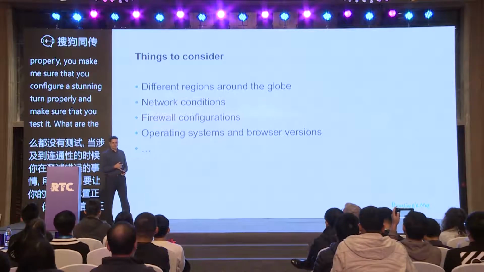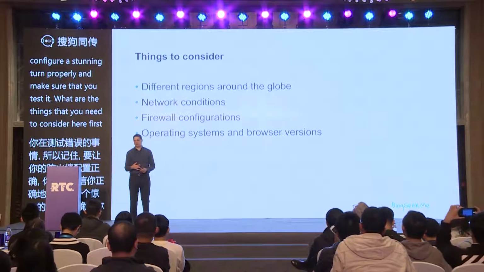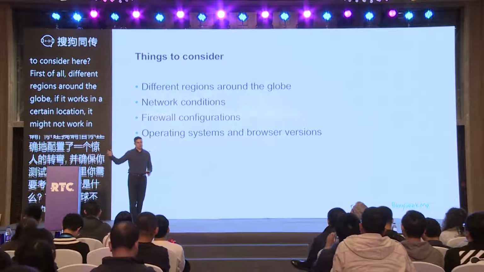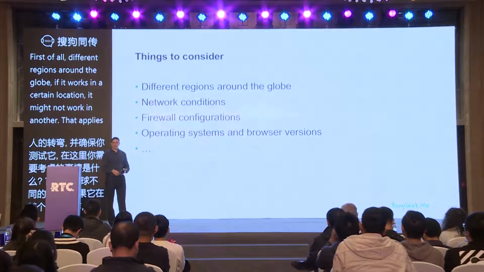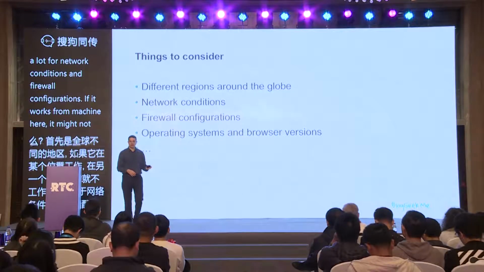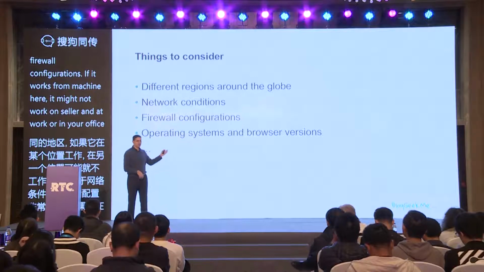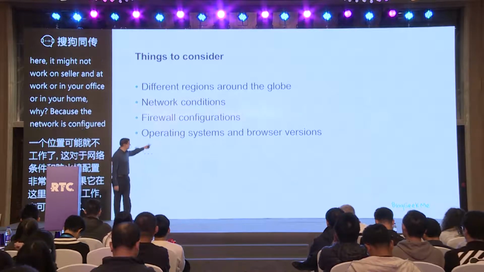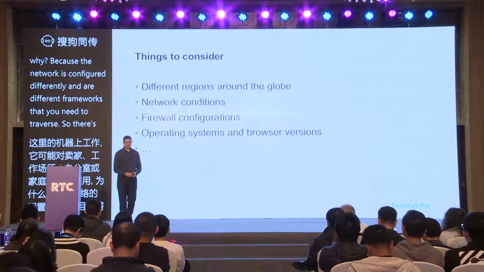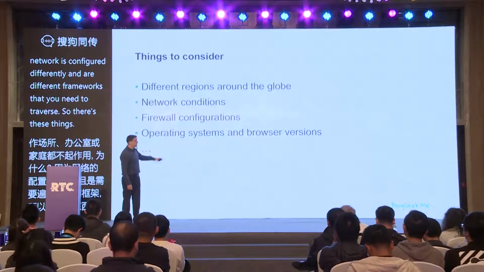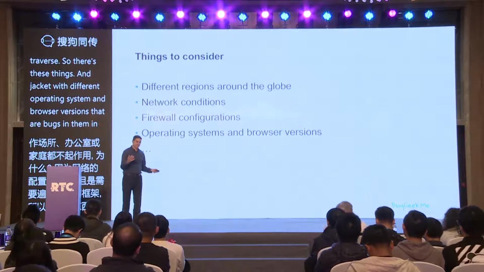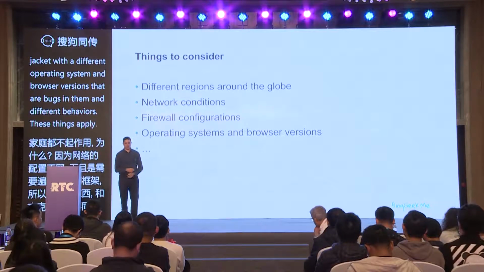What are the things that you need to consider here? First of all, different regions around the globe. If it works in a certain location, it might not work in another. That applies a lot to network conditions and firewall configurations. If it works from a machine here, it might not work on a cellular network, or in your office, or in your home. Why? Because the network is configured differently, and there are different firewalls that you need to traverse. So test these things. And check it with different operating system and browser versions. There are bugs in them and different behaviors. You need to make sure that these things work well.